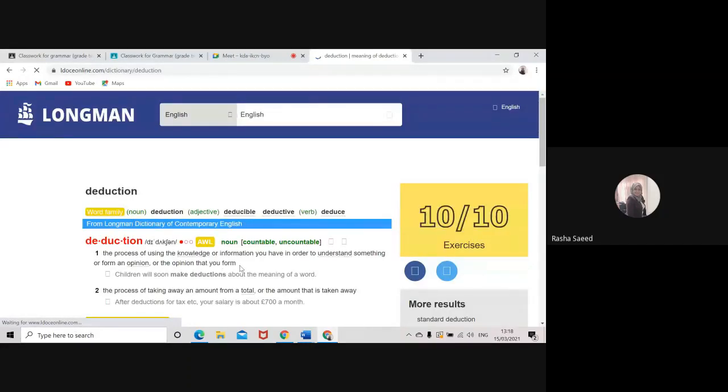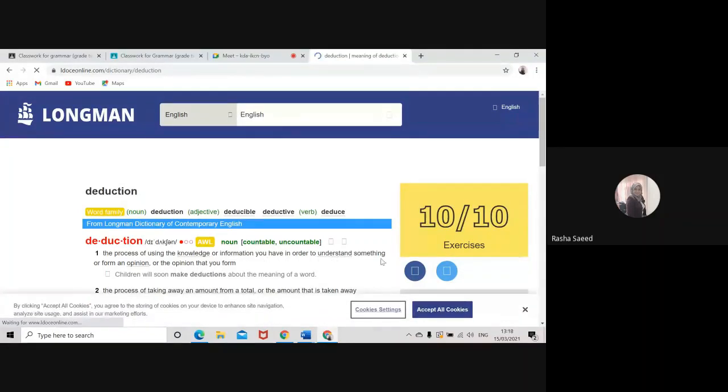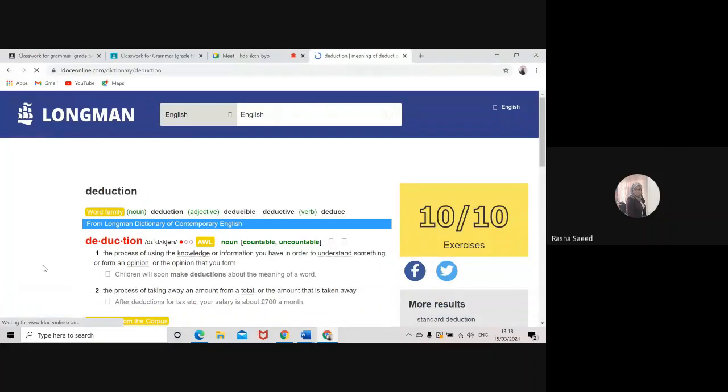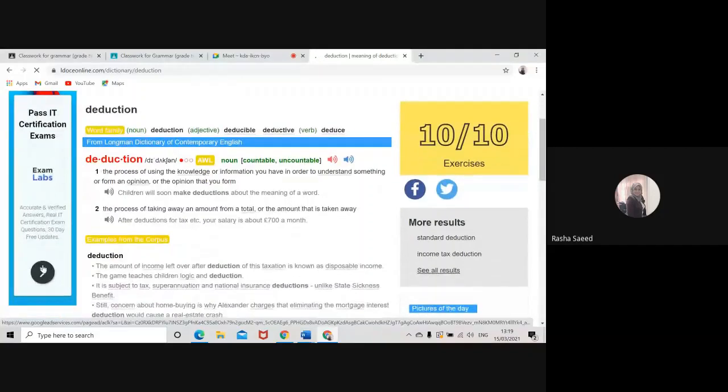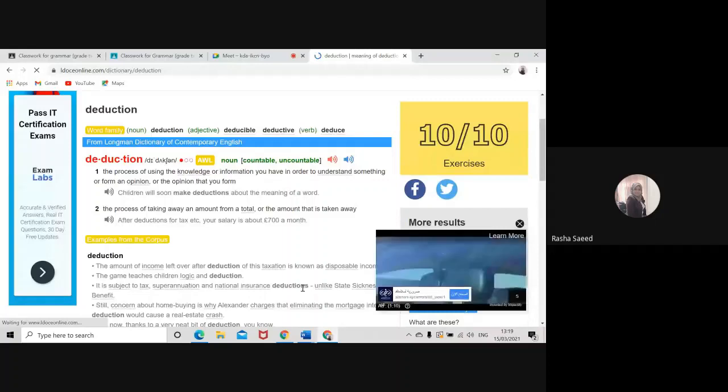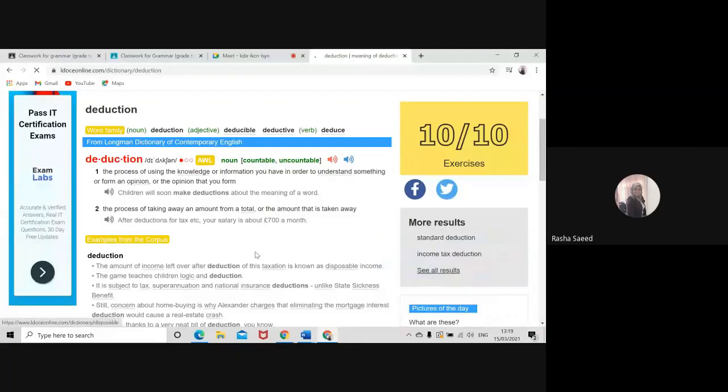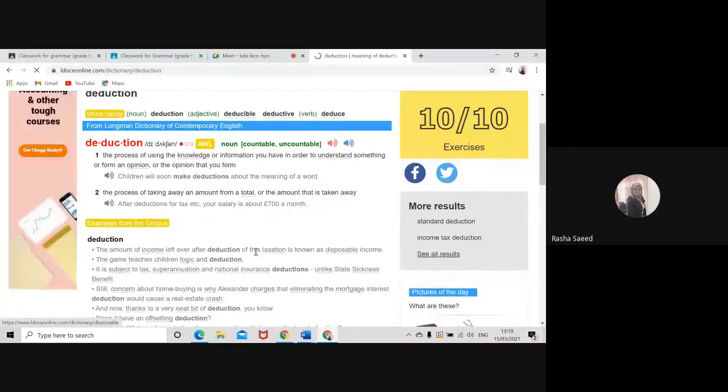The other meaning: the process of using knowledge or information you have in order to understand something or form an opinion. Teachers will also make deductions. It's just like a conclusion that you have. This conclusion can be either at the present time, the future, or the past.